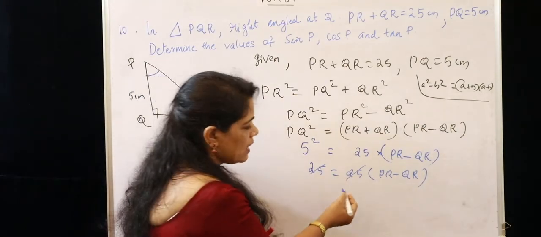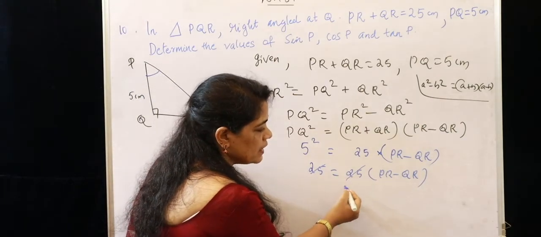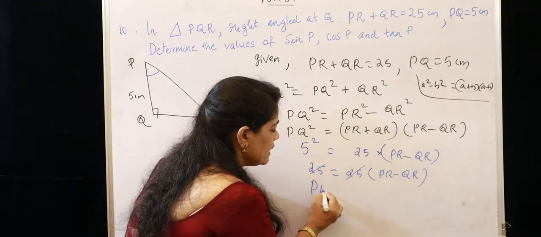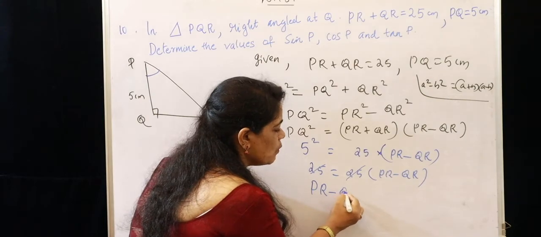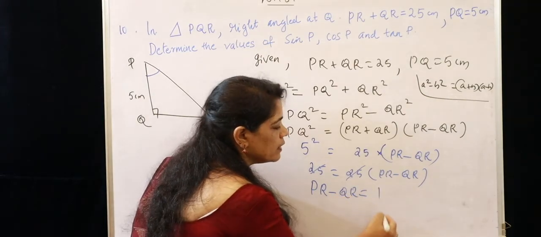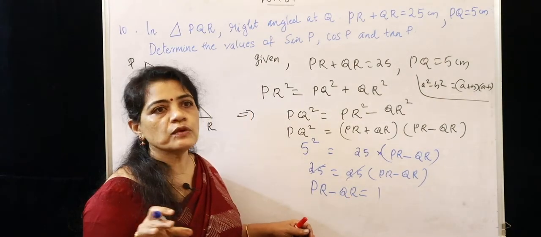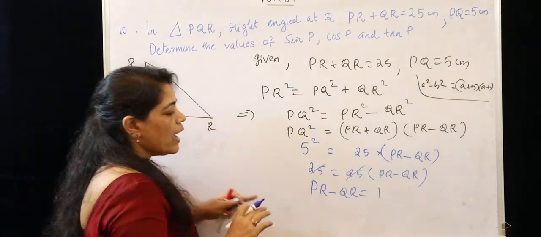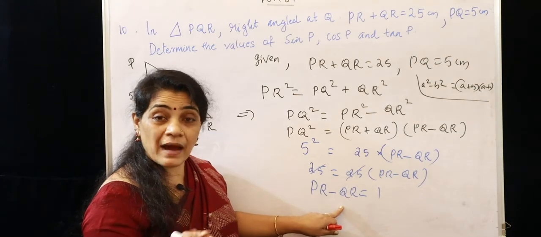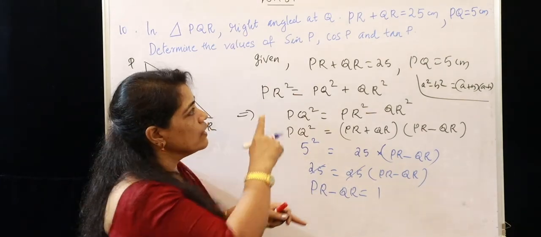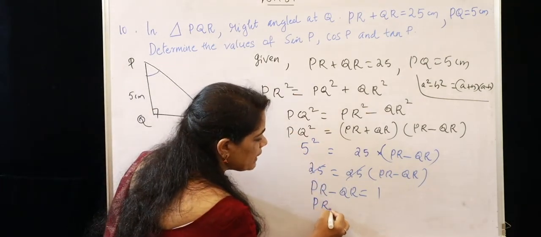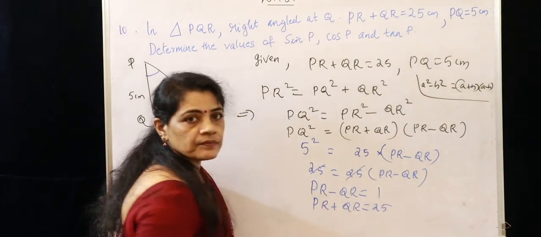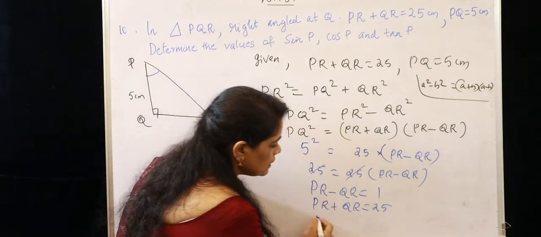Or PR minus QR equal to 25 by 25. Anyway, you will be getting 1. PR minus QR is equal to 1. Our aim is to get these two sides separately. Now we have PR minus QR is equal to 1, and we have given PR plus QR is equal to 25. By elimination method solving.